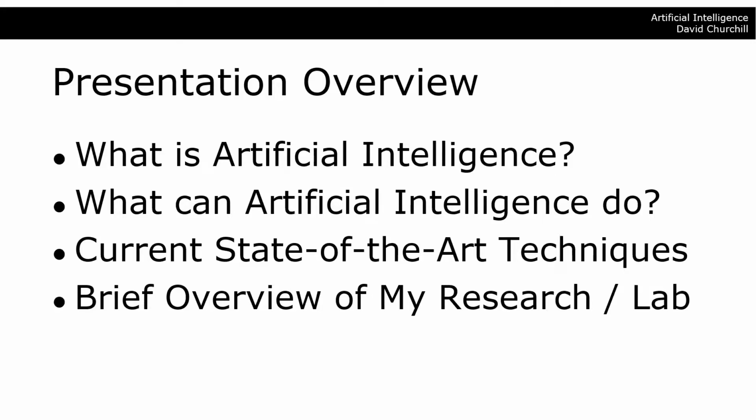First, I wanted to give a brief overview of what this presentation is going to be about. So first, we're going to talk about what is artificial intelligence, and then we'll show some examples of what artificial intelligence can actually do. We'll talk about some current state-of-the-art techniques for AI, and I'll end with a brief overview of my area of research and the AI lab that I've set up in the computer science department.